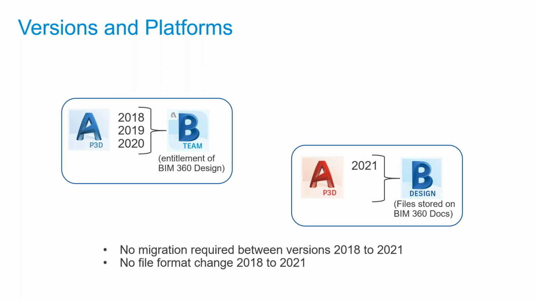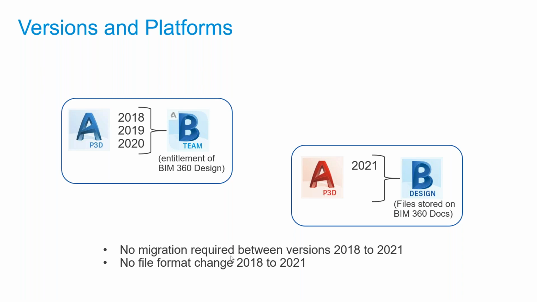On the new version, starting with Plant 2021, everything's on the entitlement of BIM 360 Design, and everything's stored on Docs. There hasn't been any changes, no migration required between 2018 up to 2021, no DWG file format changes from that version as well. So you could essentially open an older project like a 2018 project in 2021. It's not going to prompt you to migrate the project, and it's not going to ask you to migrate specs and catalogs either. There hasn't been any major changes with the actual format of those since 2018.